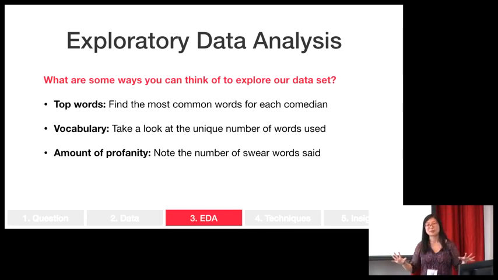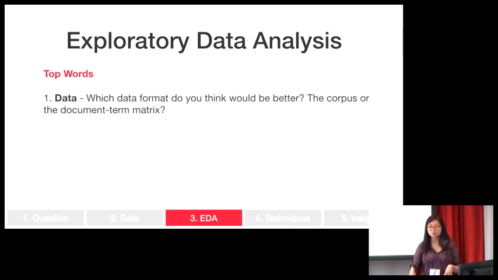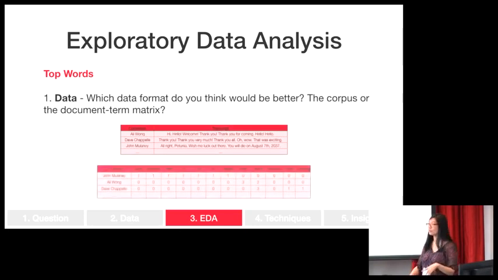This is really up to you. Whatever is interesting to you that would help you figure out if the data makes sense or not would be good to do here. So how did I find the top words? Well, the first thing you want to do is figure out, okay, we have our data in two standard formats, right? The corpus and the document term matrix. Which one do you think would be better for figuring out the top words?